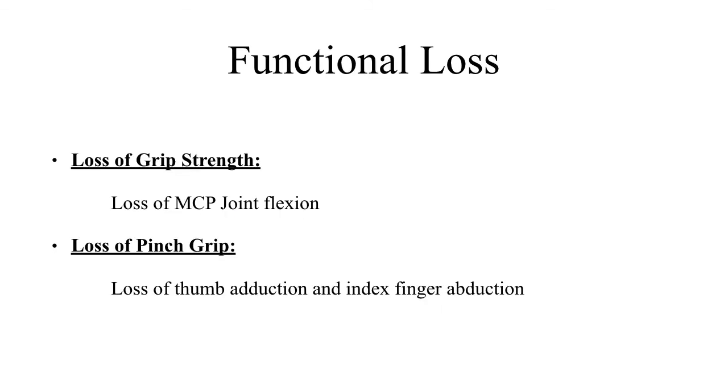So what are the functional losses seen in ulnar nerve palsy? Because of loss of the action of lumbricals, the patient will not have metacarpophalangeal joint flexion and will not be able to hold with a proper grip, and there is a loss of grip strength. Second is loss of pinch grip because there is loss of thumb adduction because of weakness of adductor pollicis.